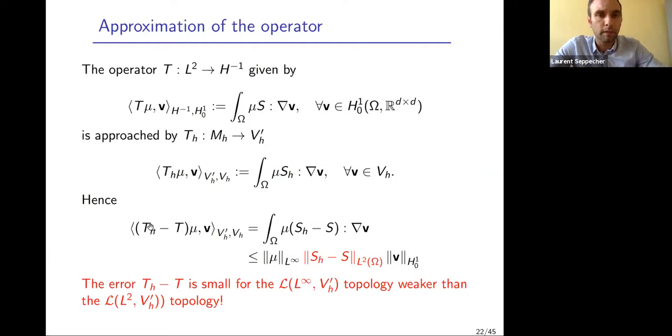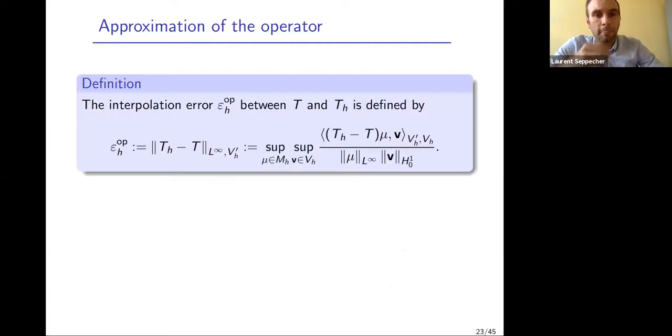Okay, so you have this approximation. And so we give a general definition of the error of interpolation of the operator between T and T_h as the norm of T_h minus T for the spaces L infinity and V_h prime. Okay, so you can write it like a double sup like this. Okay, this is because of the practical situation where you want to use this norm and not the other one, which is wrong actually in practice.